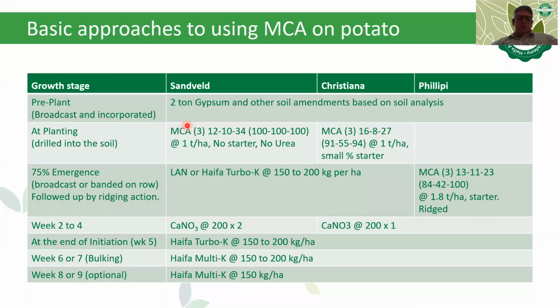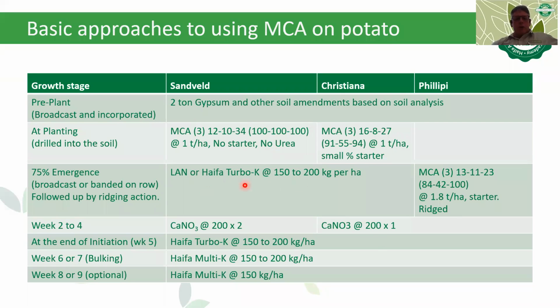We've also changed the way we do the application. So we have 3 basic approaches. 2-ton gypsum is almost a standard. At planting on the Sandveld, which is a barren sand, we sit with a formula with no starter and no urea. And on the Christiana, which is a better soil, slightly less leaching and better climate, we're sitting with a product that has a small starter, also a ton a hectare of these 2 formulas.